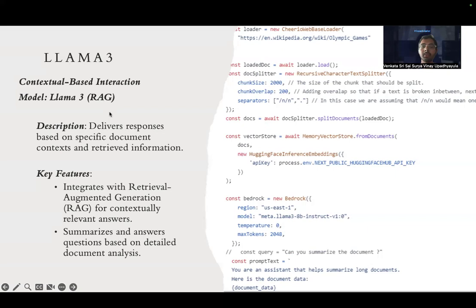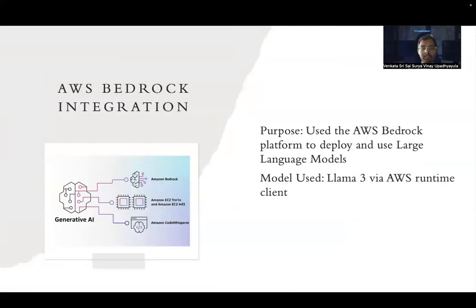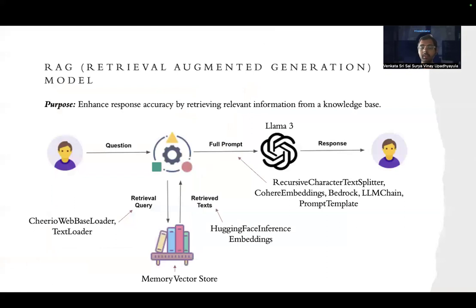And we have used the Bedrock API, Llama, Hugging Face, and LangChain, and we have tried to give Olympic data to the model.